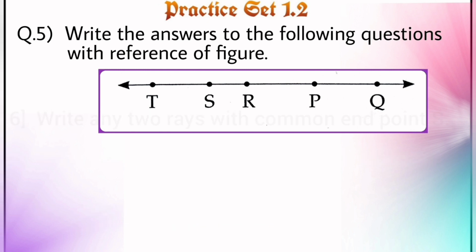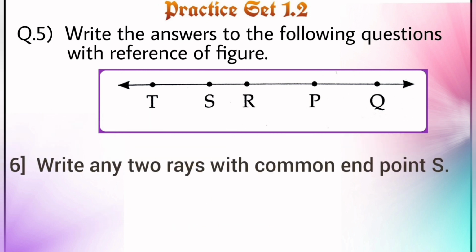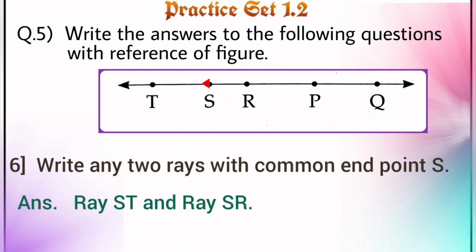Sixth one, write any two rays with common endpoint S. So here the common endpoint we have to take as S. If they are directing in the same direction, there is no problem, because here opposite rays are not asked. So the answer can be ray ST and ray SR. They are two rays and they have endpoint S. So it is easy.